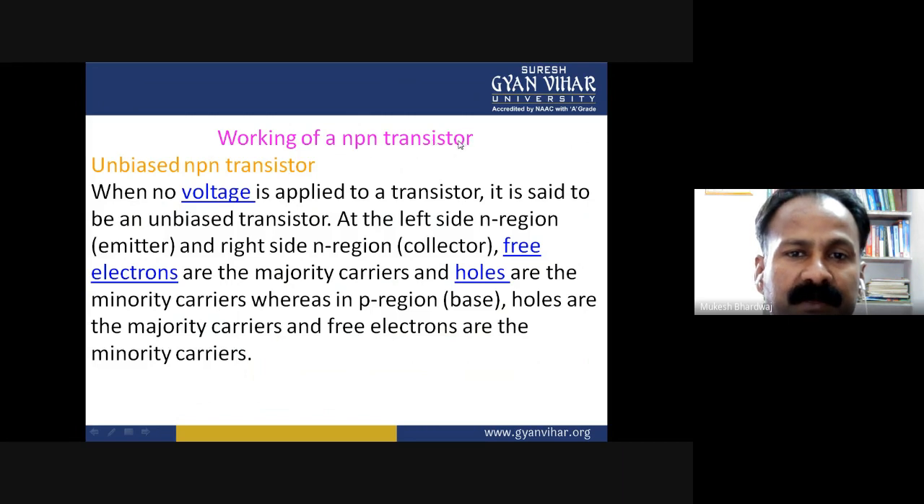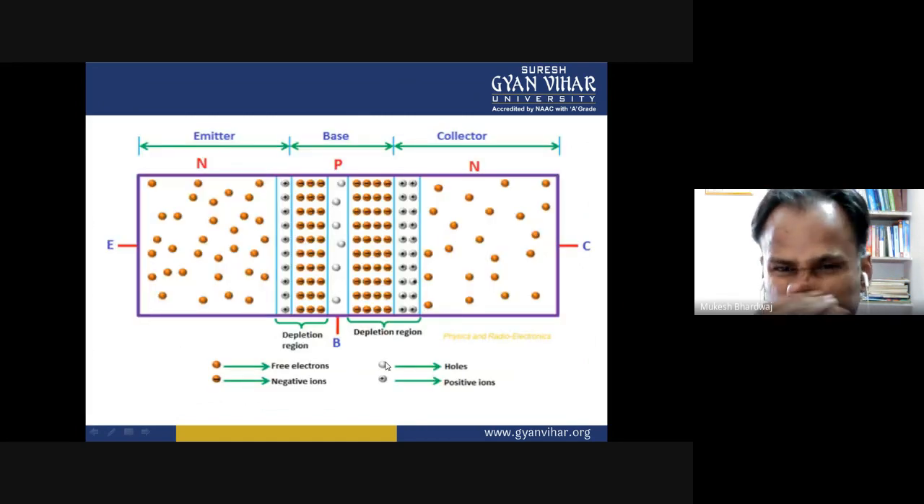Working of an NPN transistor, unbiased NPN transistor. When no voltage is applied to a transistor, it is said to be an unbiased transistor. At the left side N region, the emitter, and the right side N region, the collector, free electrons are the majority carriers and holes are the minority carriers. Whereas in the P region base, holes are the majority carriers and free electrons are the minority carriers. So this is a diagrammatic representation. As you see, on both the junctions, the depletion region is formed.